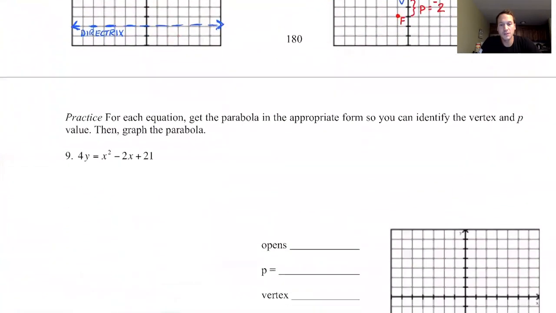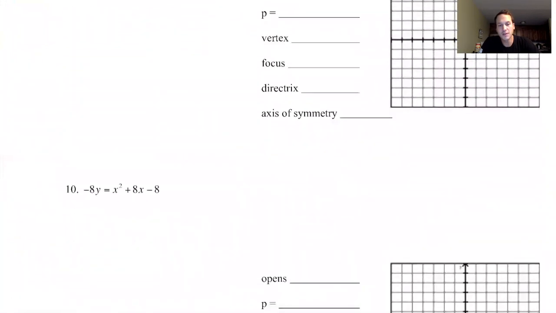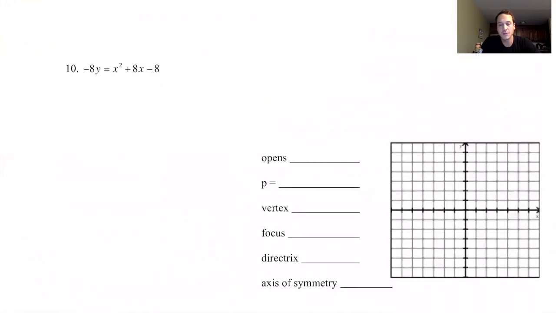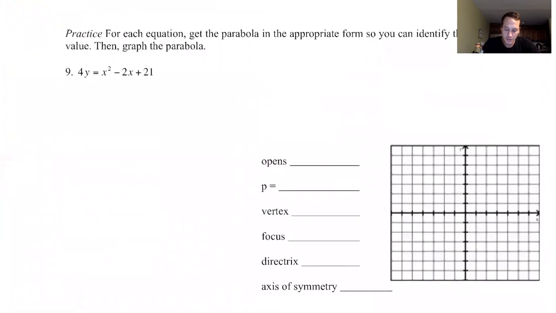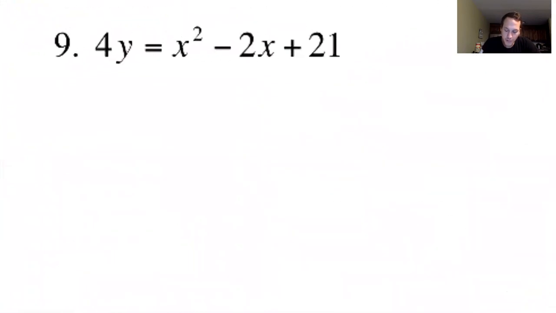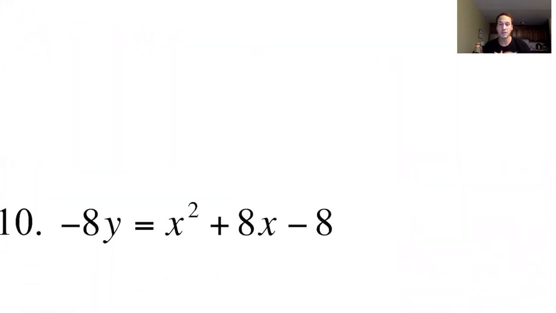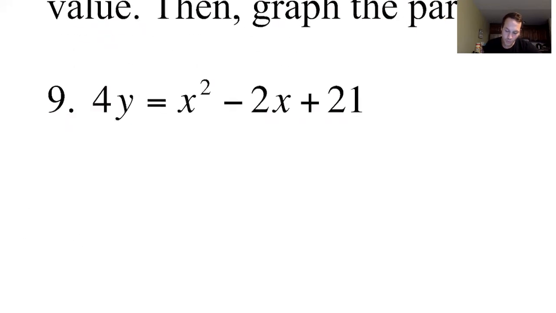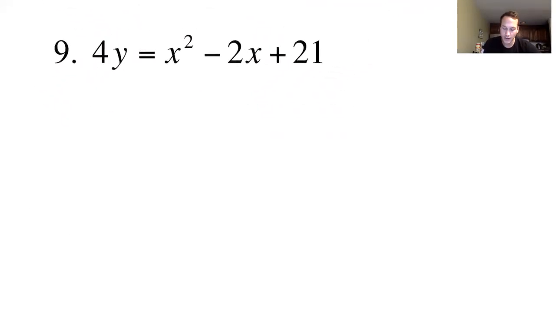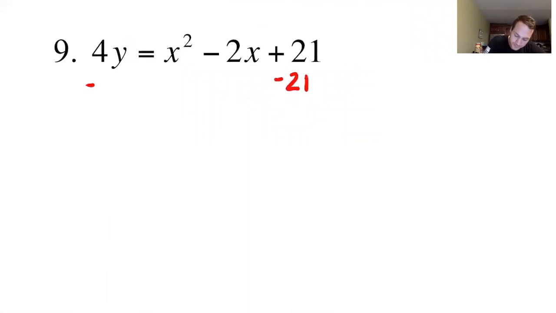The last type of questions that we have is when we have to convert them into vertex form themselves. Okay, so if we're converting into vertex form, if you look at both of these, the y values have coefficients here. That's okay. We're going to leave those for now. What we're going to do is complete the square on the other side. So we're going to move this 21 over.